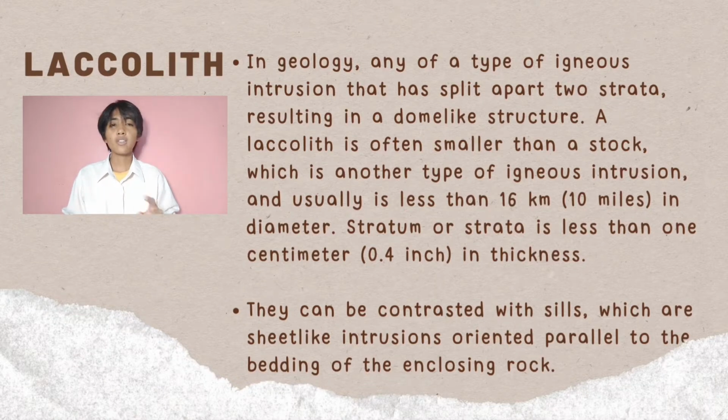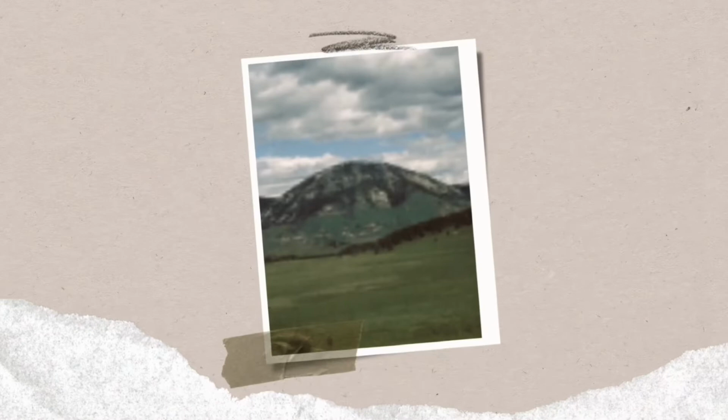They can be contrasted with sills, which are sheet-like intrusions oriented parallel to the bedding of the enclosing rock. So the thickness of laccoliths ranges from hundreds of meters to a few thousand meters. The floor of the structure is usually horizontal. Sills, or the sheet, are the flat intrusions of igneous rocks that form between pre-existing layers of rock.